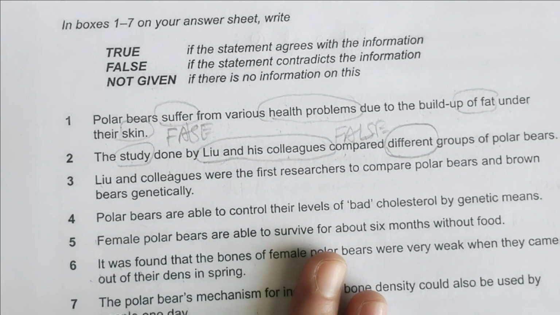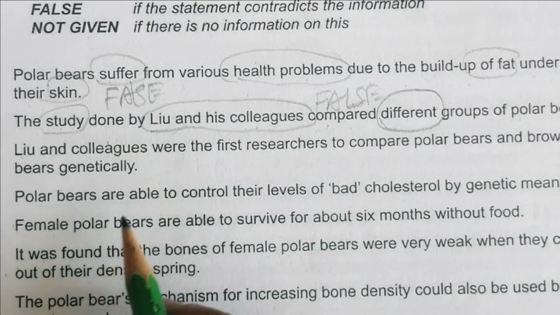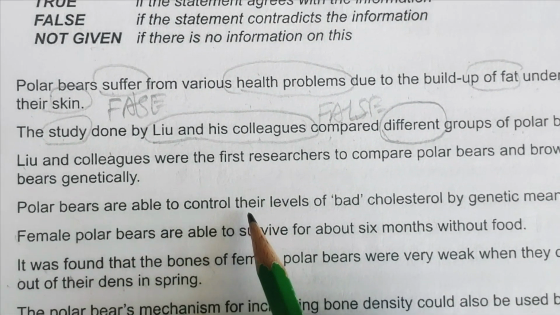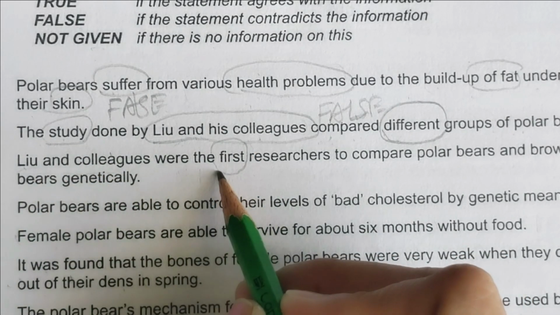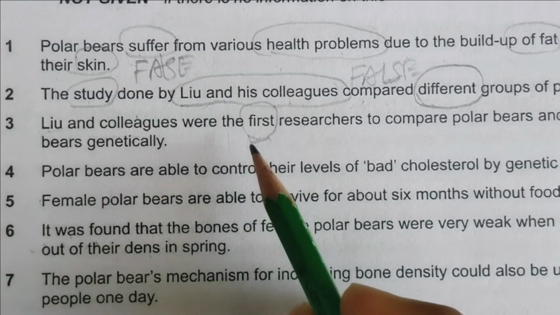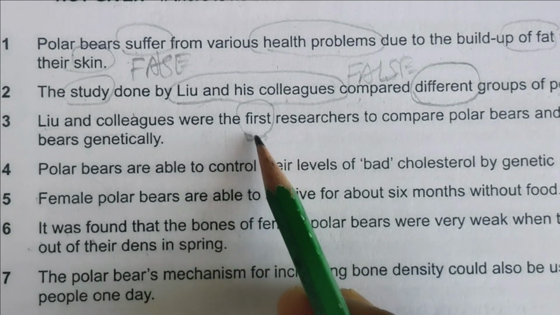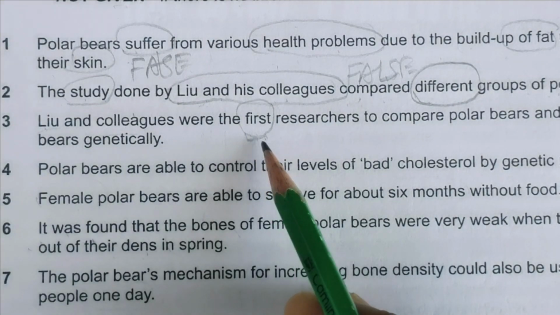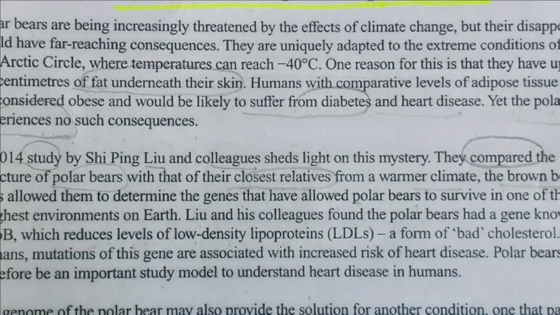So what about the third question? In the third question, Liu and colleagues were the first researchers. Yes, this is also very common among true, false, not given. If they were the first researchers, it is given. When they explain whether they were the first researchers, then it is true, and otherwise, if he is not explaining whether the researchers were first or not, then it would be not given.